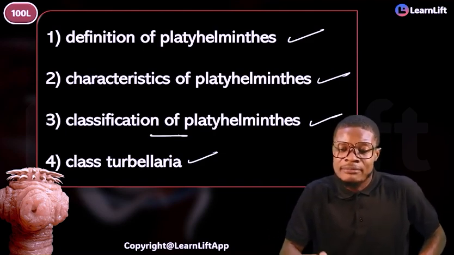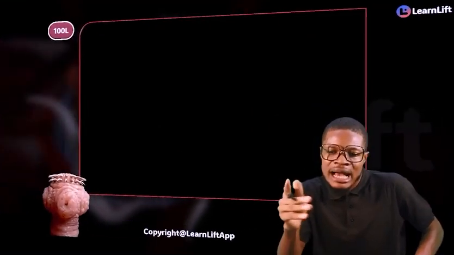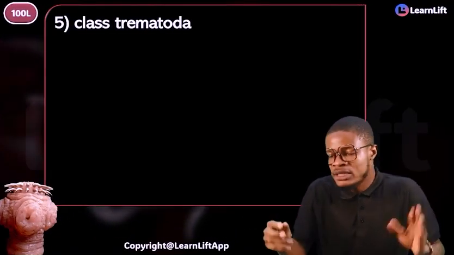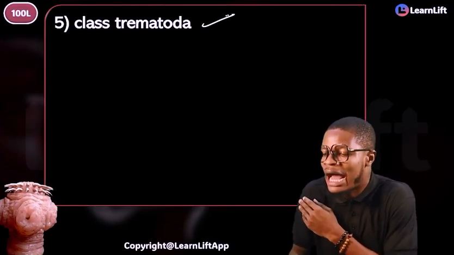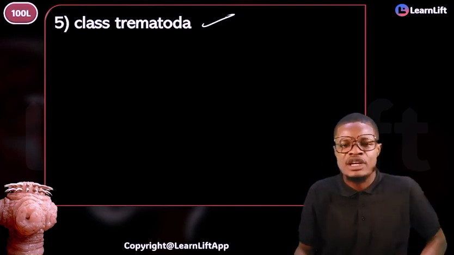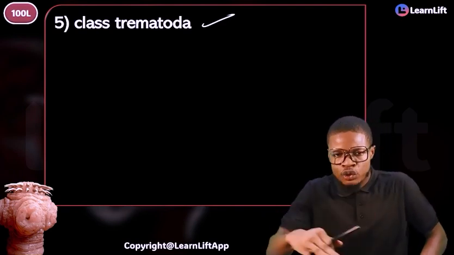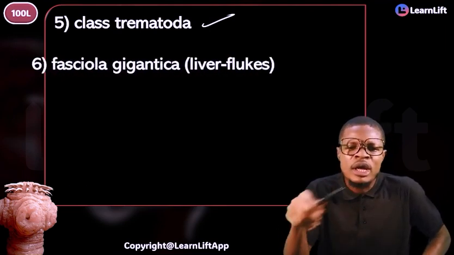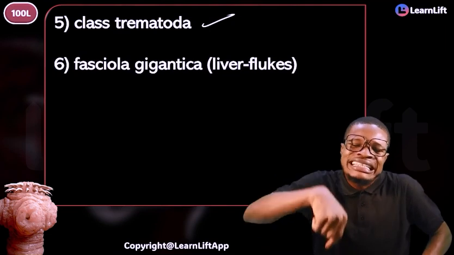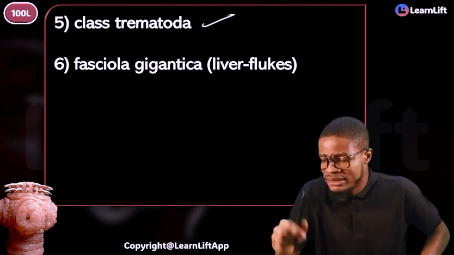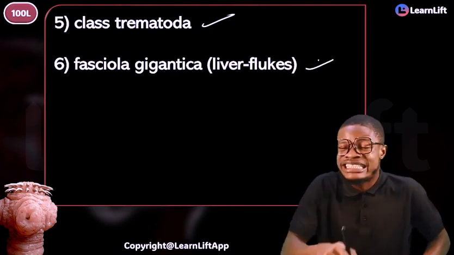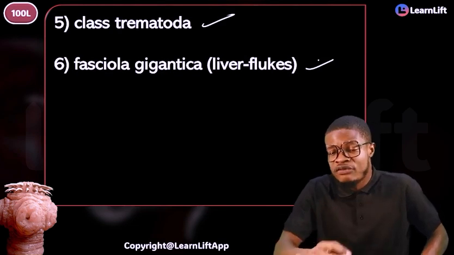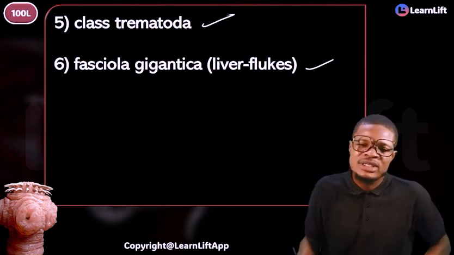After we are done with that 4th part, we go quickly and start the 5th aspect. And in the 5th aspect, we're going to look at class Trematoda. Look at everything under Trematoda, one after the other. Schistosoma, look at. There are beautiful things that are underneath your Trematoda. Then we're going to look at Fasciola gigantica, also called your liver fluke. Yes, there are questions from here. Treat all of them. Wire you all the past questions that are underneath it.